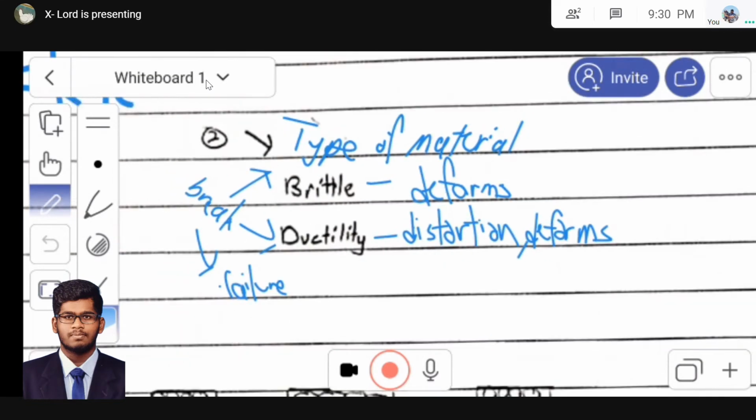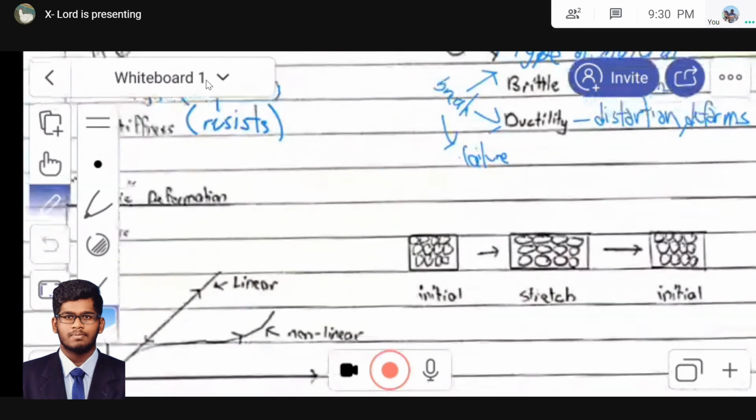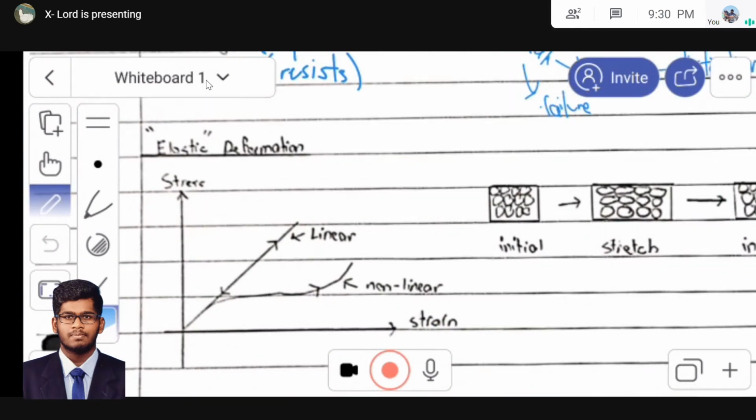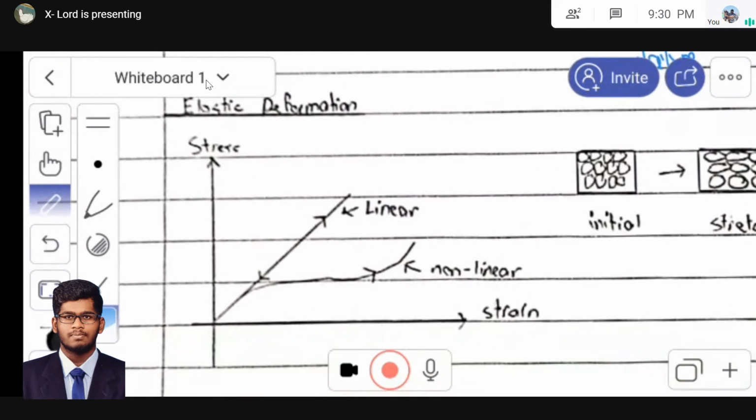Now let's have a look at elastic deformation. This is the stress and strain graph. I believe you have watched the previous video and are able to understand what stress and strain is. I hope you're okay with that. Now we have two types: one is linear and one is non-linear.